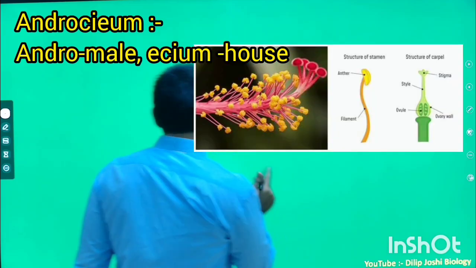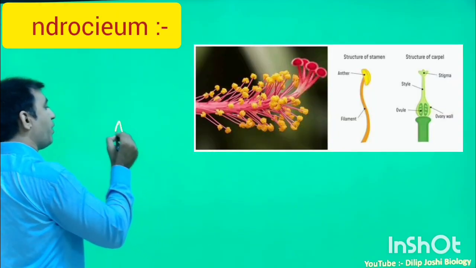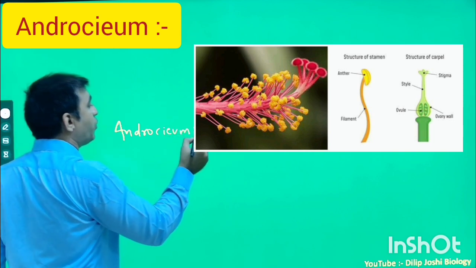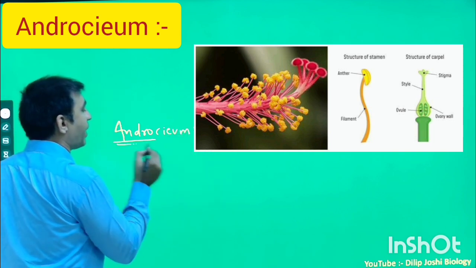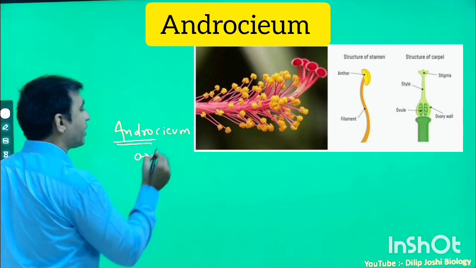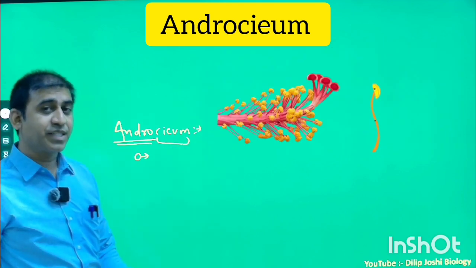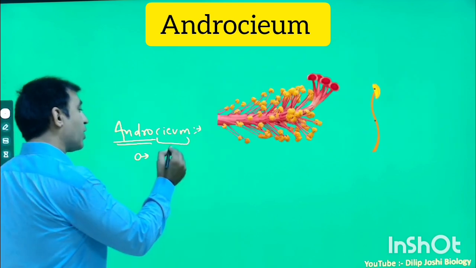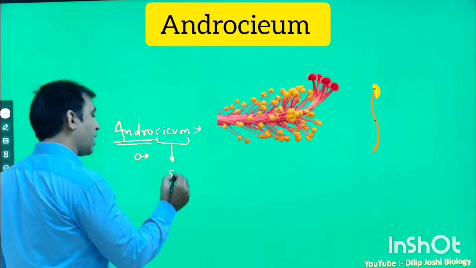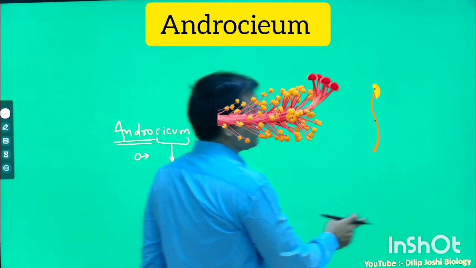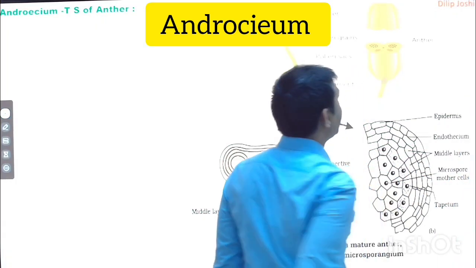See the Androecium. Androecium. As I told you, andro means male, and ecium means house. So this is the male sex organ, and its units are called stamen. When we see the structure of stamen, the stamen consists of two parts, that is anther and filament.